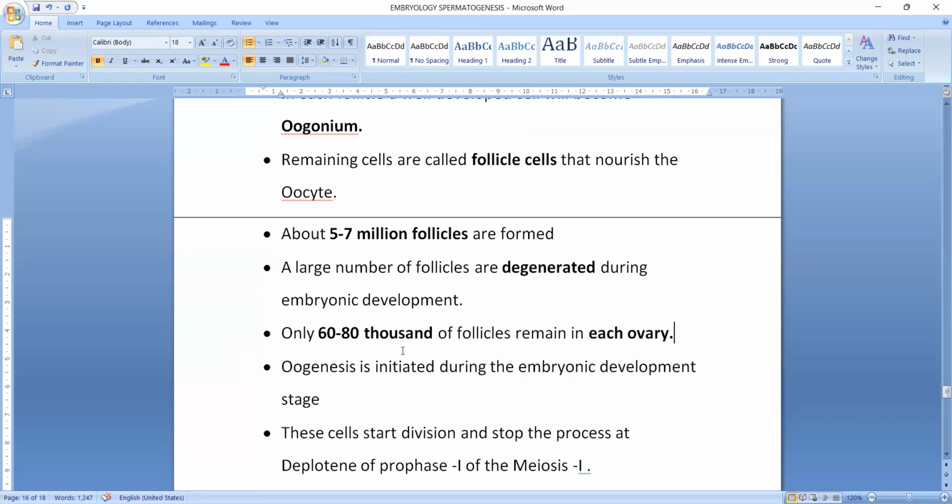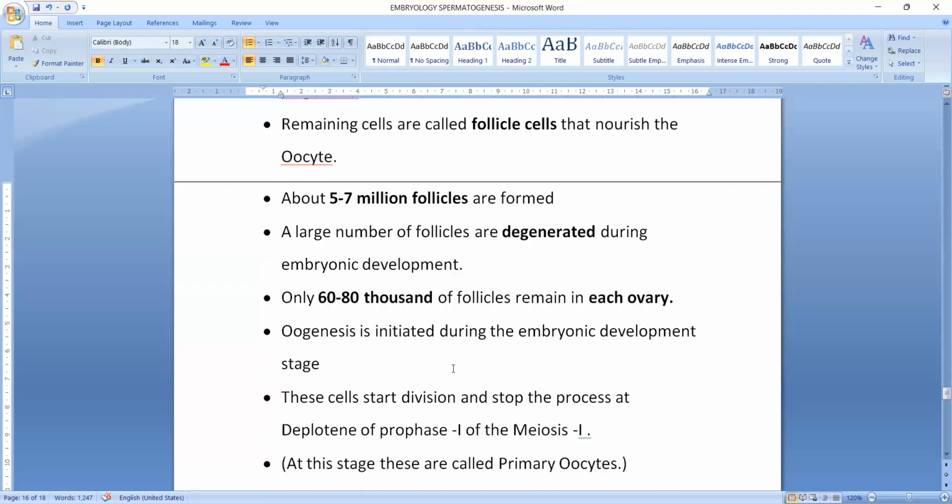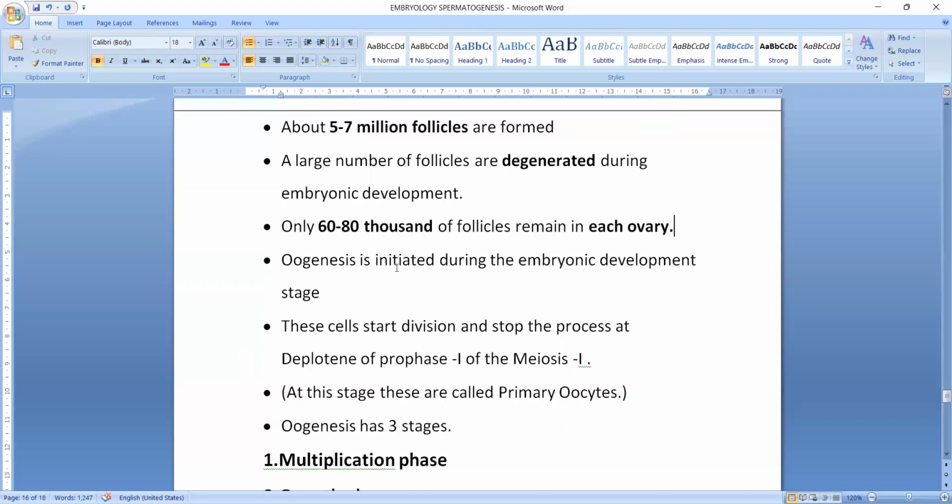That is, about 60 to 80,000 follicles remain in each ovary. Anyway, oogenesis is initiated during the embryonic stage itself, just like spermatogenesis.